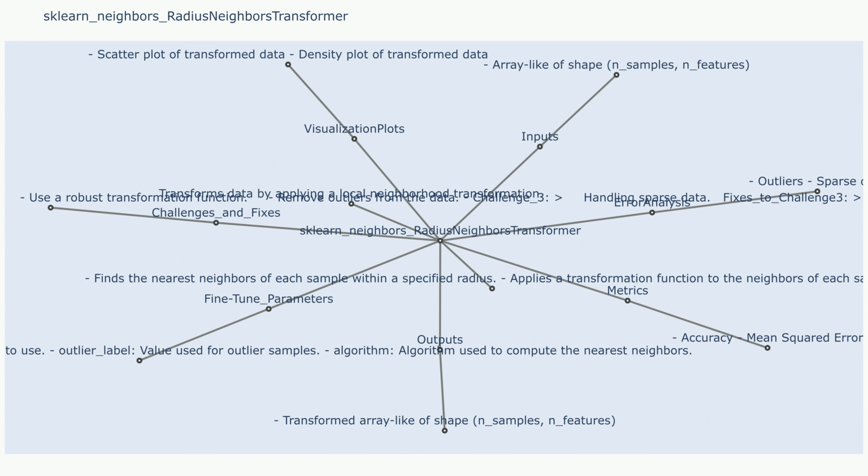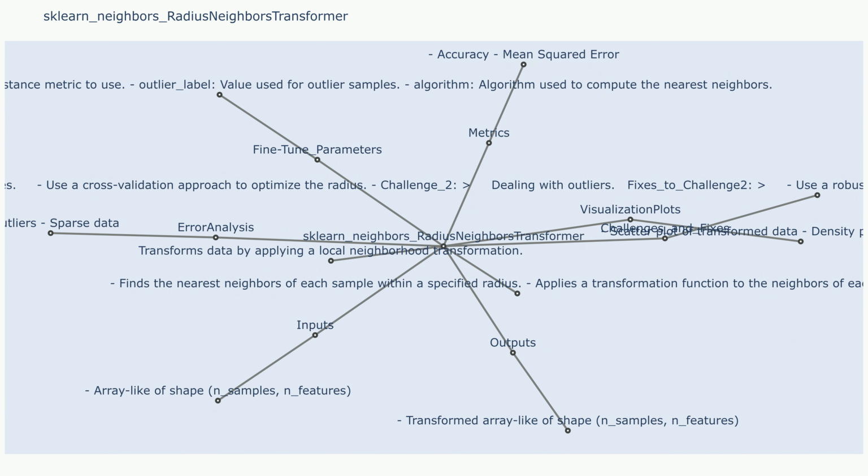Fixes to challenge 3: pre-process the data to remove or handle outliers before using the radius neighbors transformer. Use outlier robust distance metrics or weighing schemes to mitigate the influence of outliers.